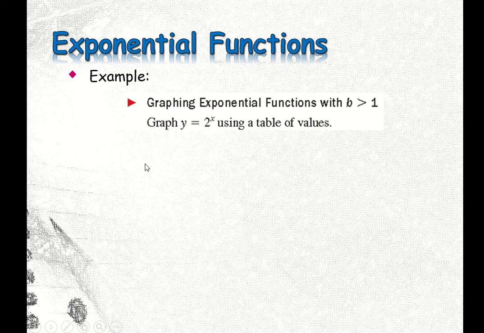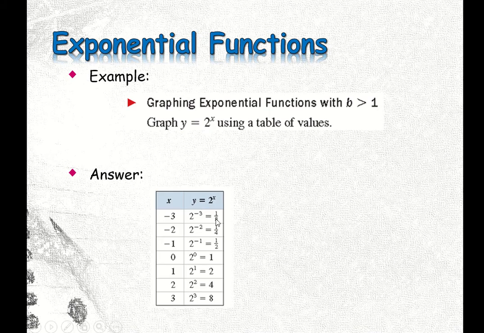Like in our previous discussions, one of the best ways of graphing a function is to assume values for x and solve for the value of the function. In this case, we have y equal to 2 to the x, so we assume values for x and solve for y. Let us tabulate the values for x and solve for y. So we have this result, with b greater than 1.